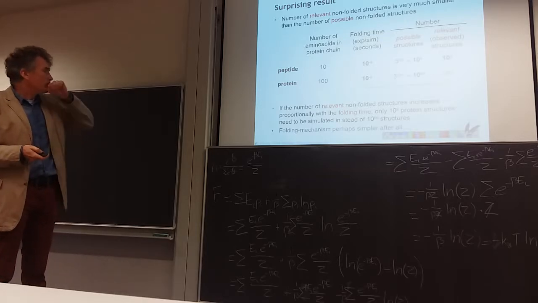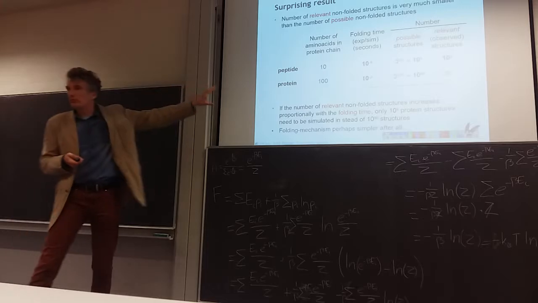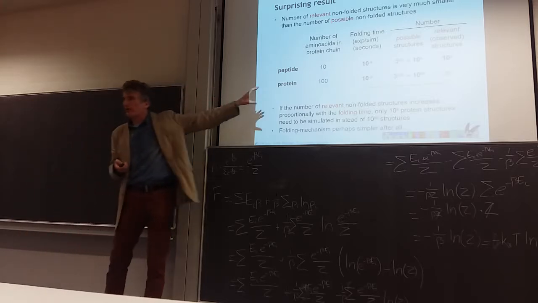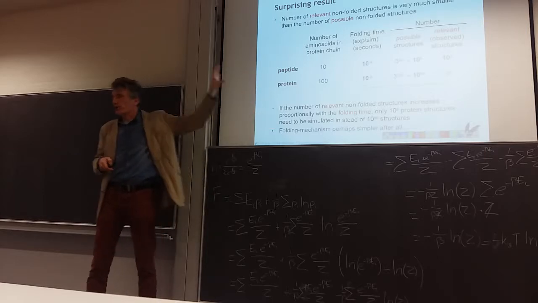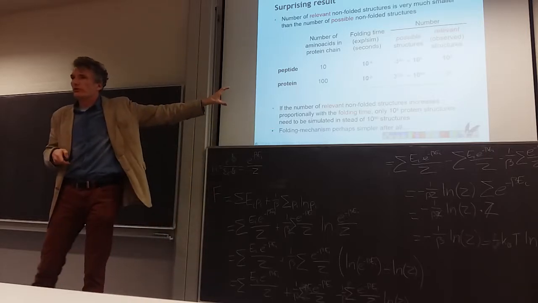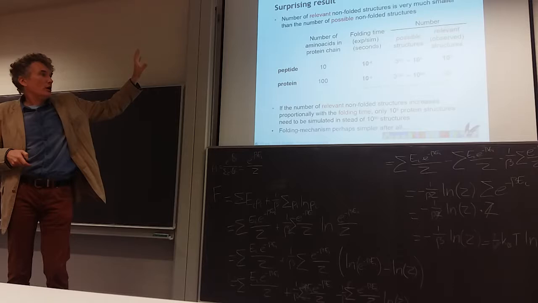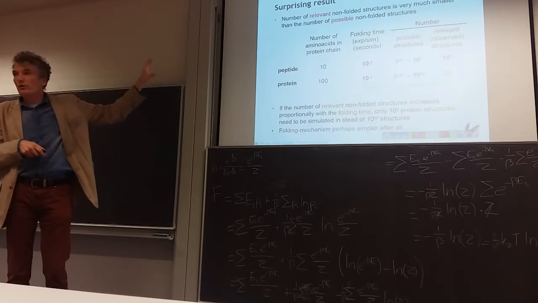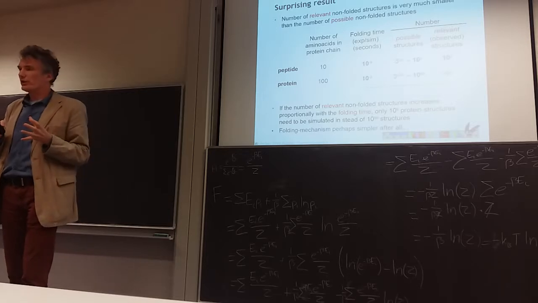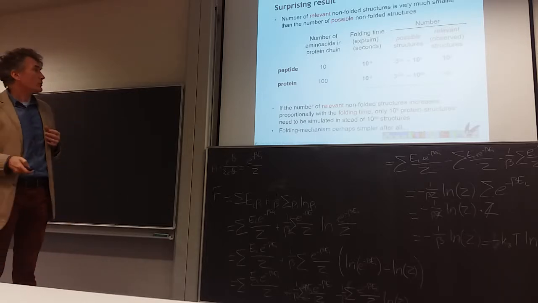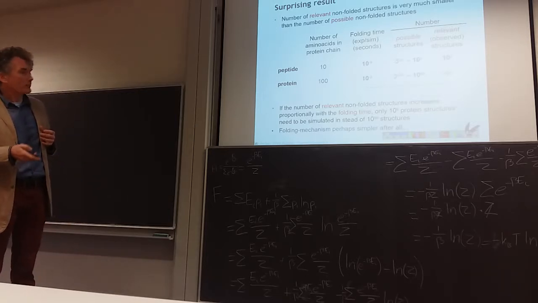Okay, so this is our way out of Levinthal's paradox, right? So it's not a random search. You don't have to go through all the bazillion different possible conformations. You only have to go through a subset that is apparently realistically accessible or relevant, if you will. Okay.